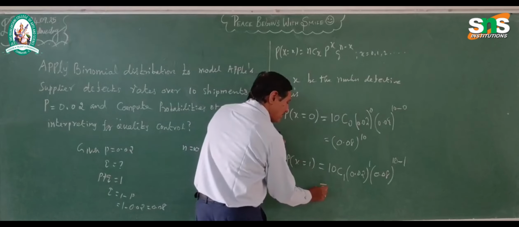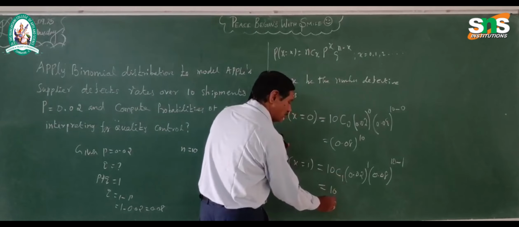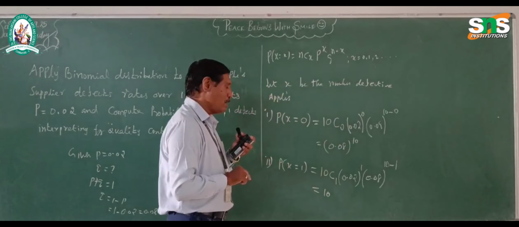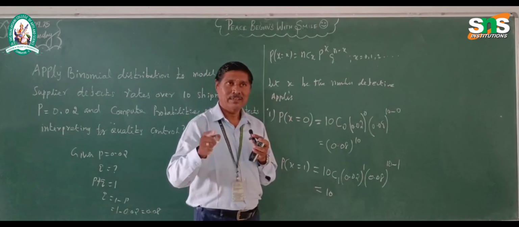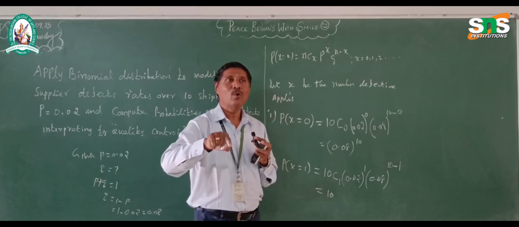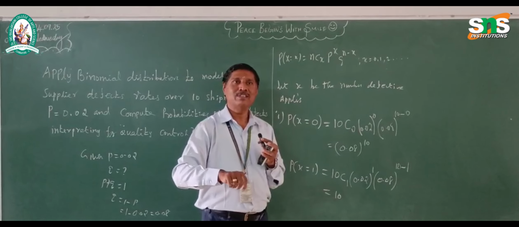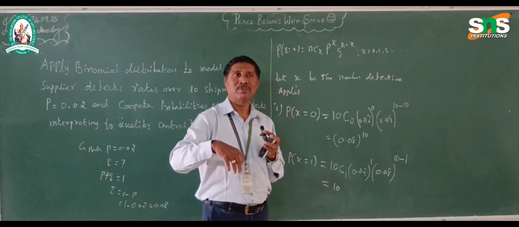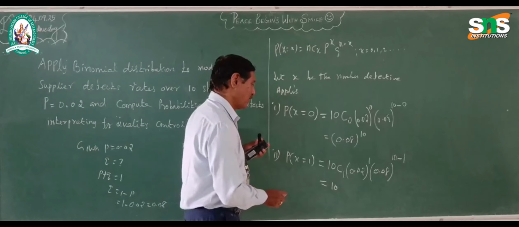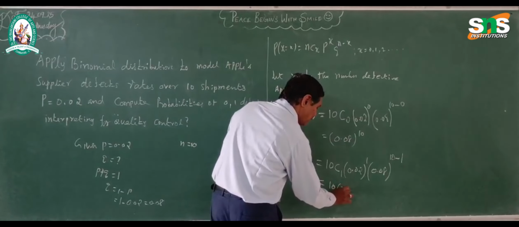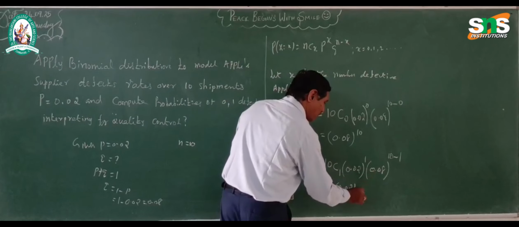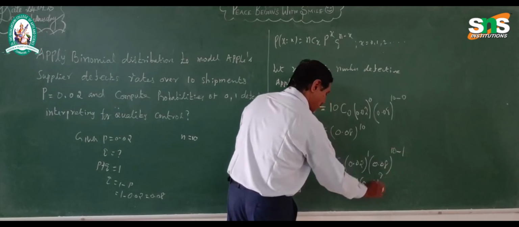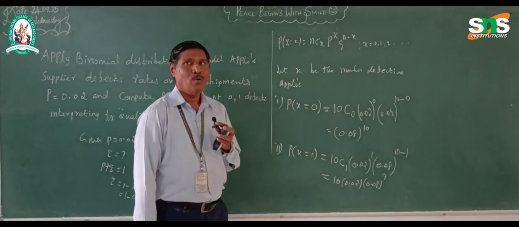Okay, what is 10C1? 10C1 is 10, but 10C0 is 1. For 10C1, there are 10 in total and we take 1 choice. That means there are 10 possibilities for which one is defective. Therefore, 10C1 is 10, times 0.02 power 1, times 0.98, whole power 10 minus 1, which is 9. So this is the probability for one defective.